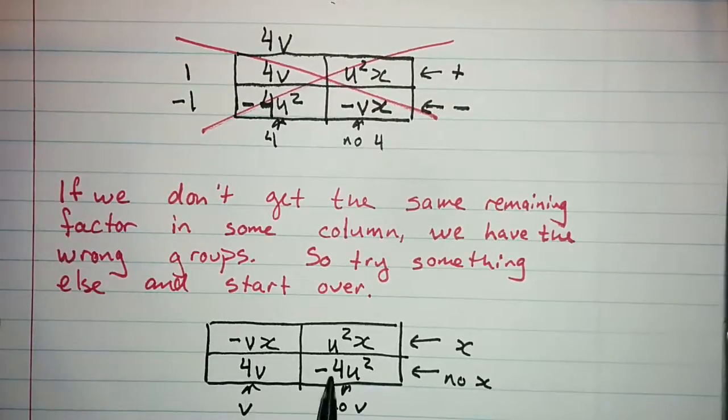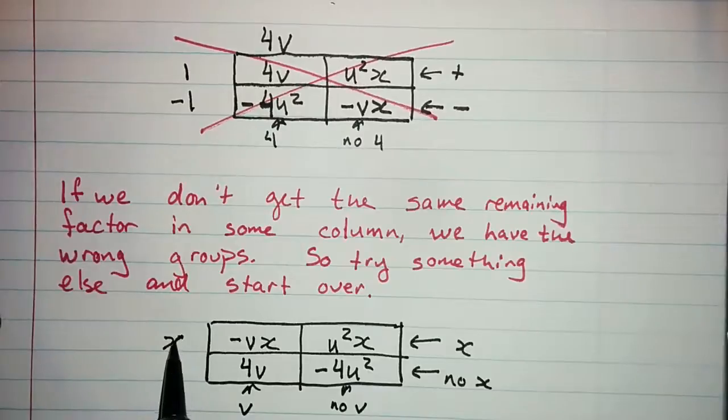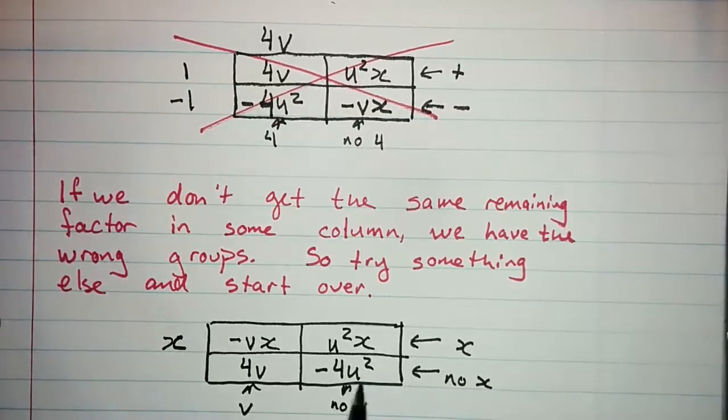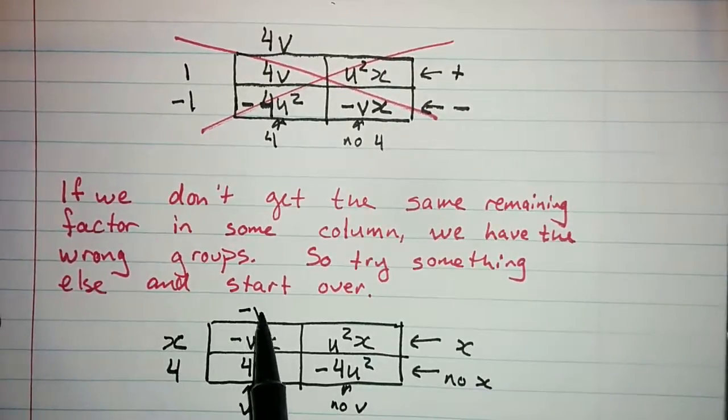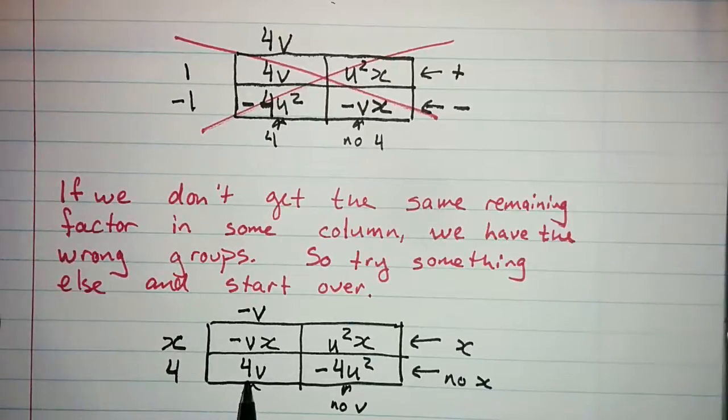Oh, and notice that the negative terms did not end up in the same column. They did not end up in the same row. But let's look and see what we get here. In this row, my only common factor is an x. In this row, my common factor is a 4. What's left is negative v. Negative v times 4 isn't 4v, it's negative 4v. But I know what to do. I changed the sign here. Let's see if that works.